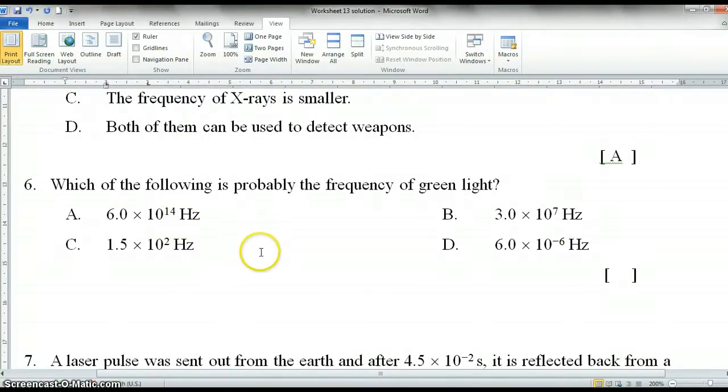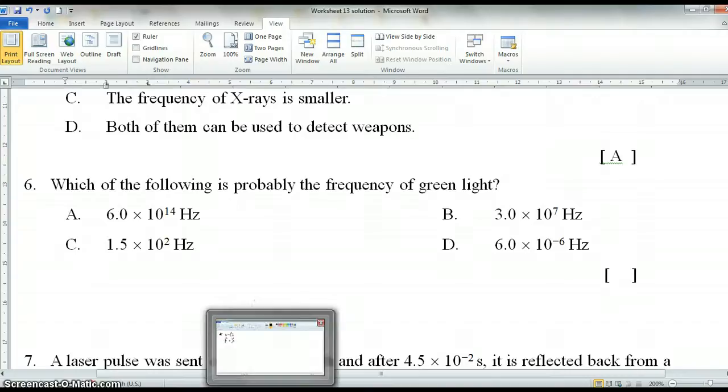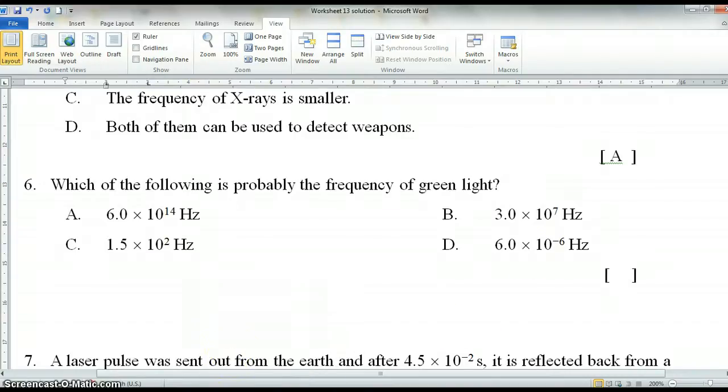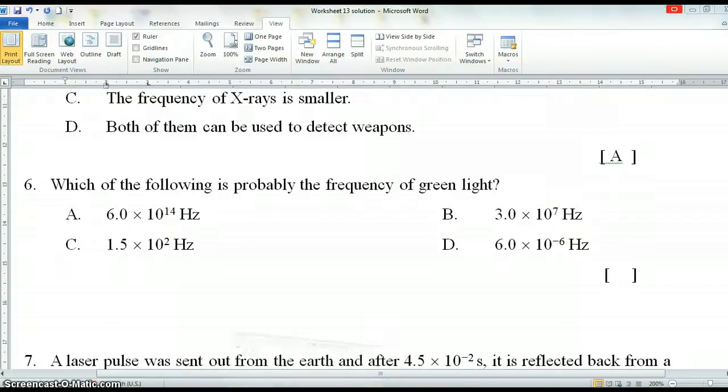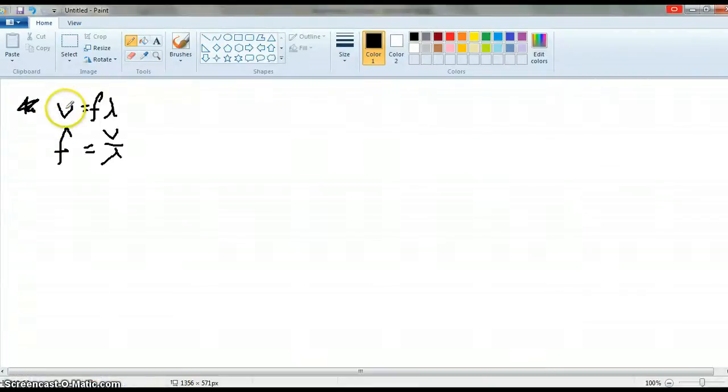Which of the following is probably the frequency of green light? This is possibly the most difficult question of all. So we need to make some calculation. We will need to perform some calculation for this question to solve it. So let's see, you need to find frequency, right? We will apply the formula v equals f lambda and find frequency to be v over lambda.